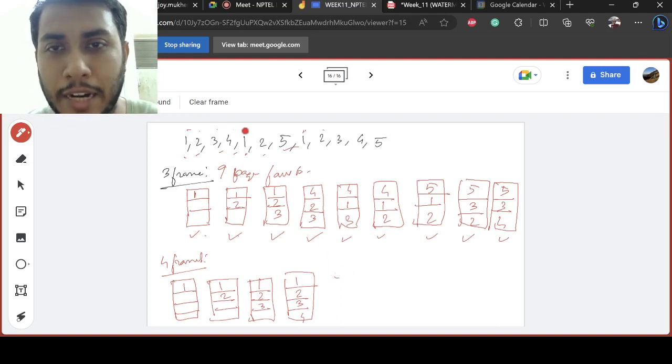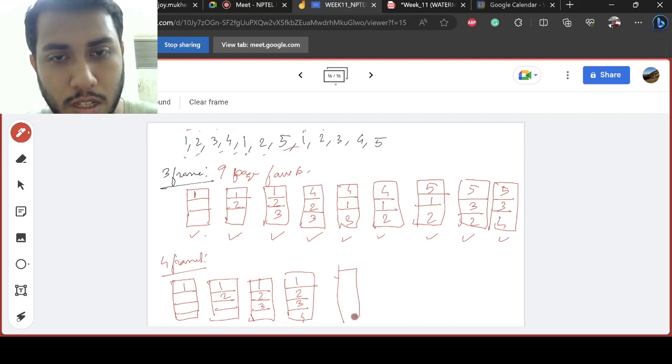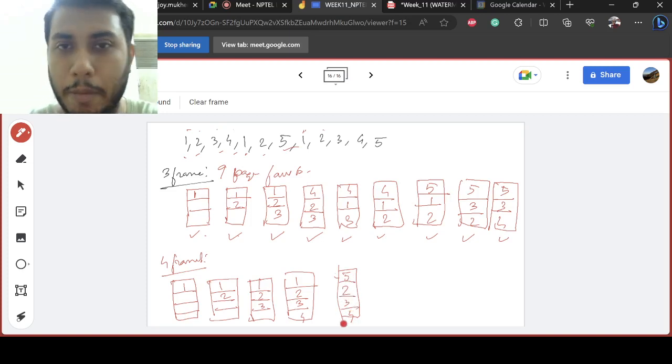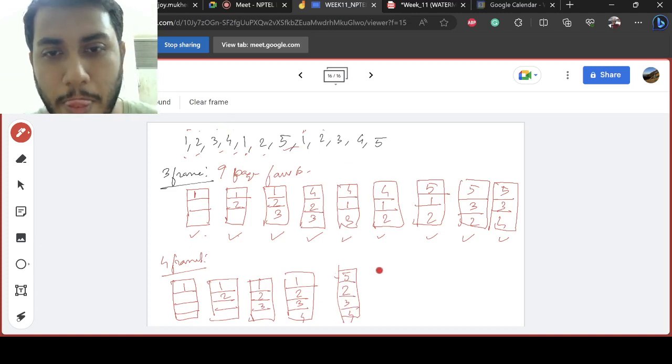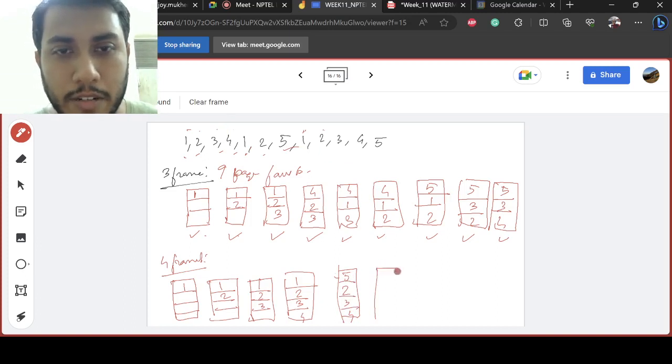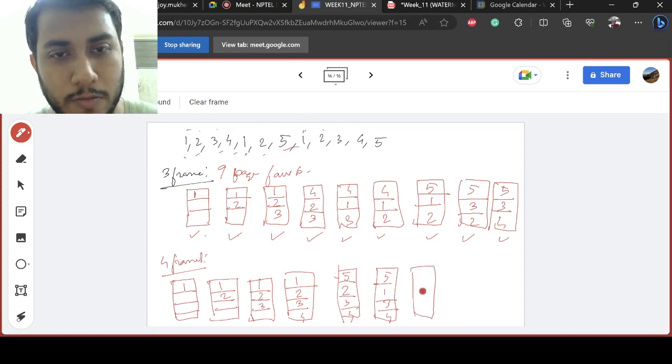Next, 1 is requested, 1 is already present, 2 is requested, already present. Now 5 is requested. So 5, 2, 3, 4, 1 page fault. Then 1 is requested. Then that means 2 will be evicted. 5, 1, 3, 4. Then 2 is requested. Another page fault.